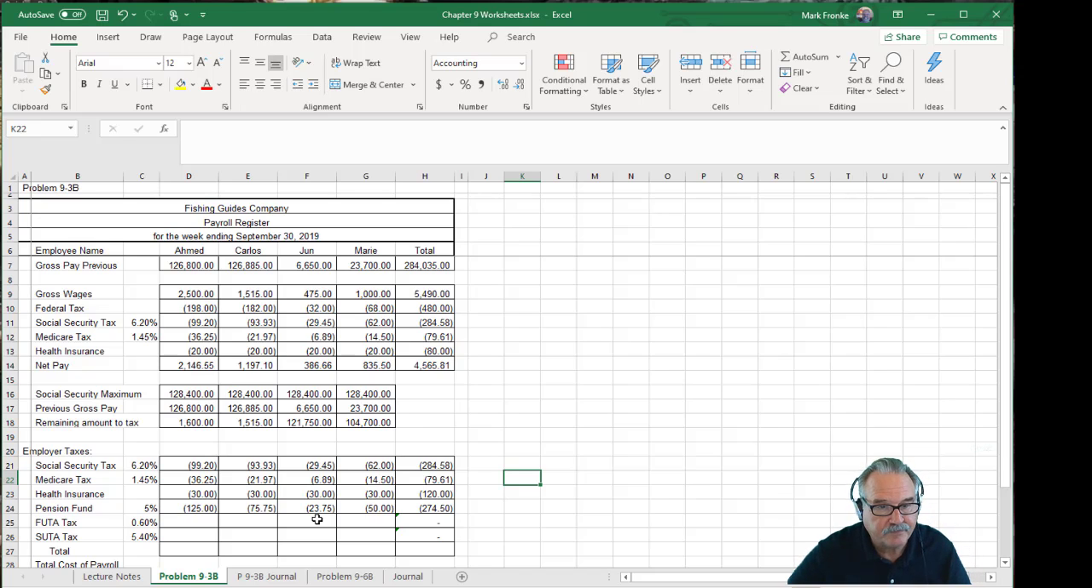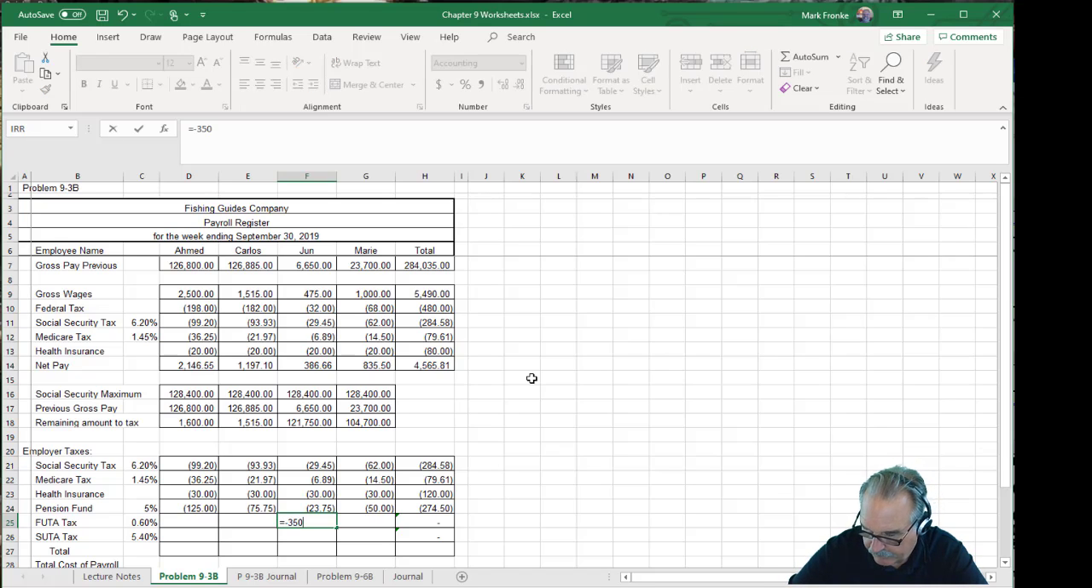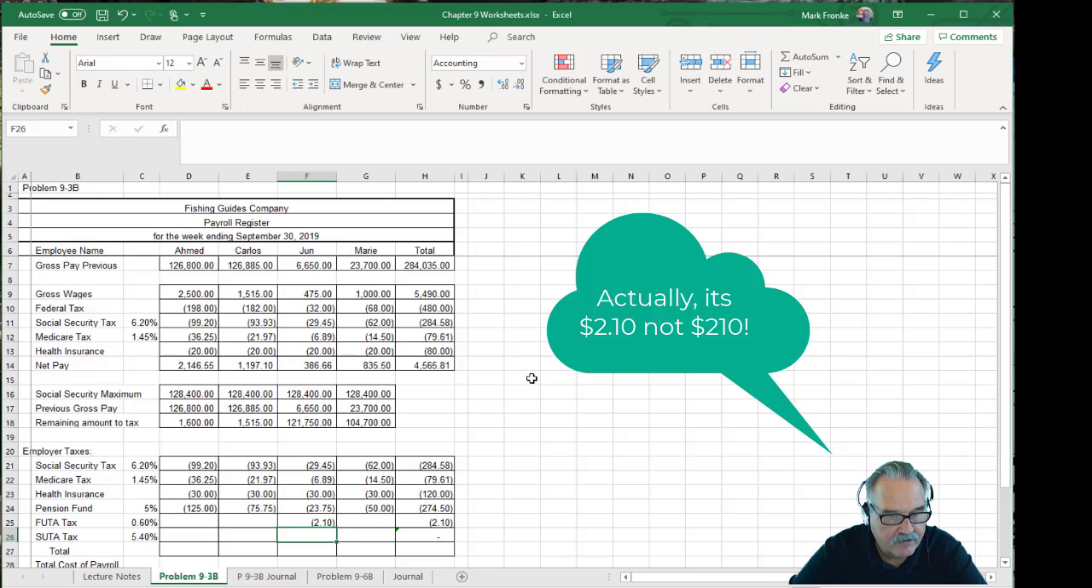However, she only needs $350 to get to the $7,000. We don't have to pay FUTA tax above $7,000. She's at $6,650, so $350 beyond that takes her to $7,000. So we're just going to multiply. So she is going to be at $350 times 0.006 or 0.6%. That's $2.10.